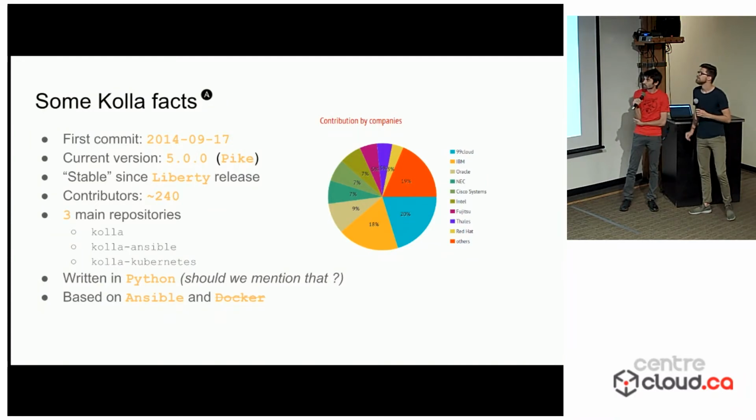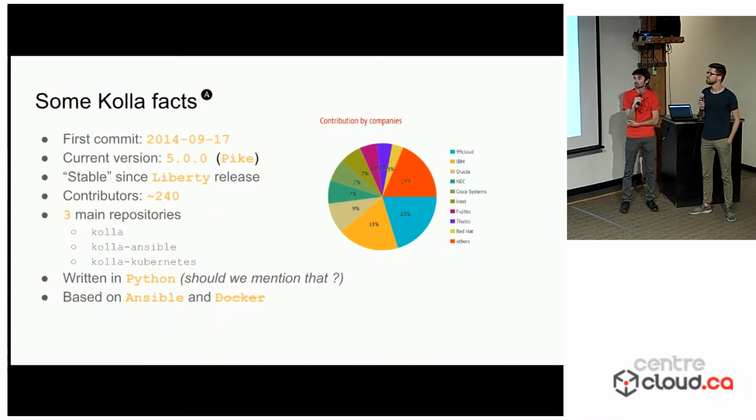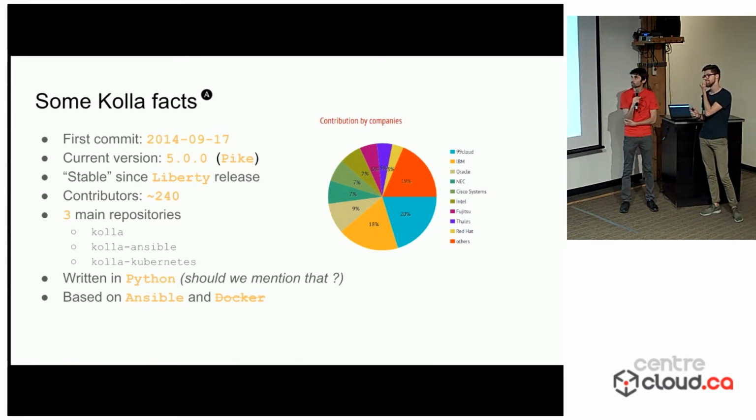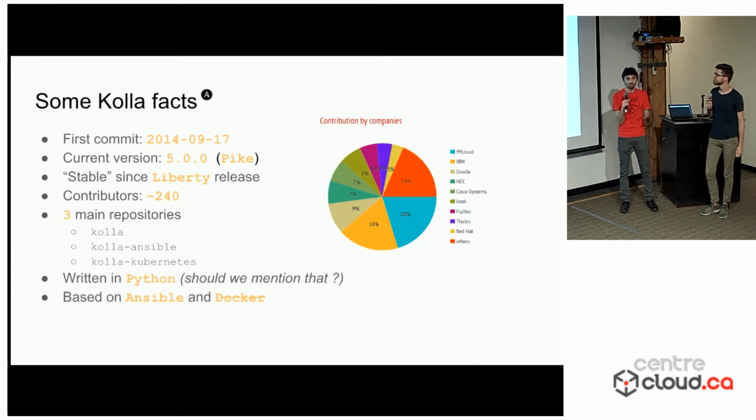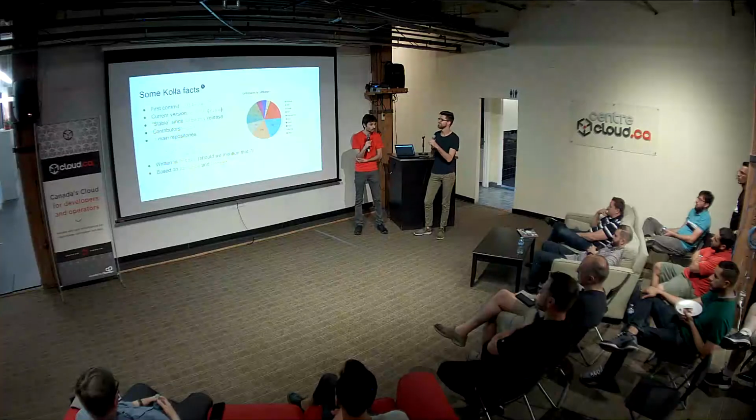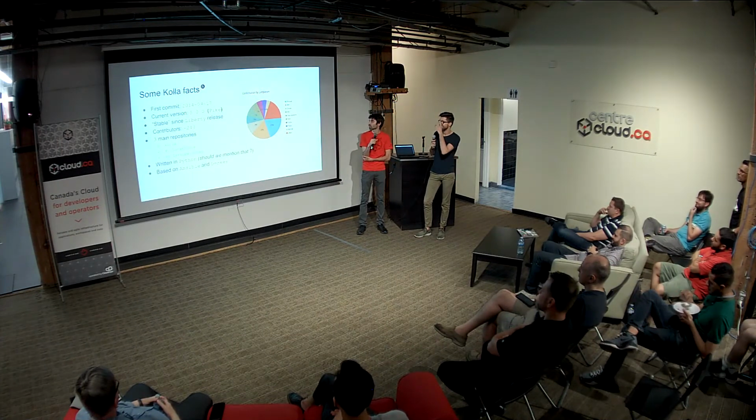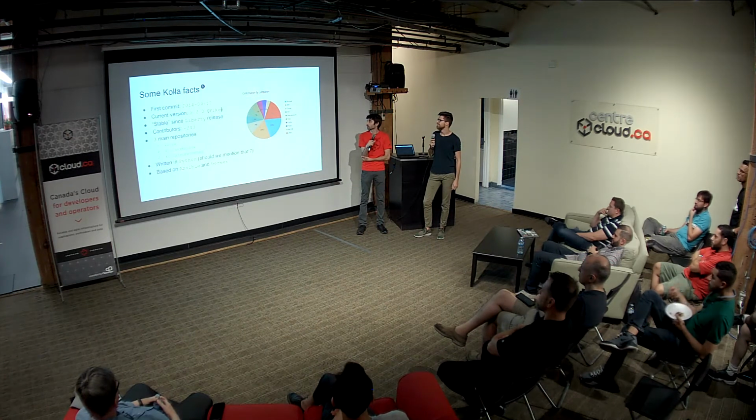So some Kolla facts. So Kolla has existed for 3 years now. We are now at version 5, the Pike version. It's stable since the Liberty version, but I started to use Kolla at the beginning of Mitaka, and I was not able to deploy it at the Mitaka release. But it was stable since Newton. They now have 200 contributors, sorry, my English. And behind these contributors, a lot of companies. So it's great, like Red Hat, IBM, Fujitsu, Oracle.